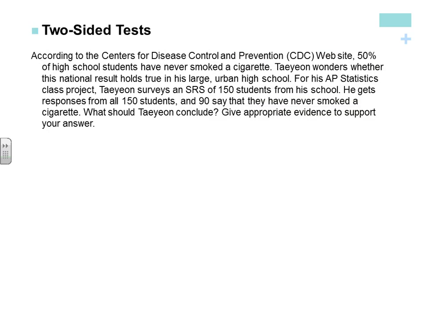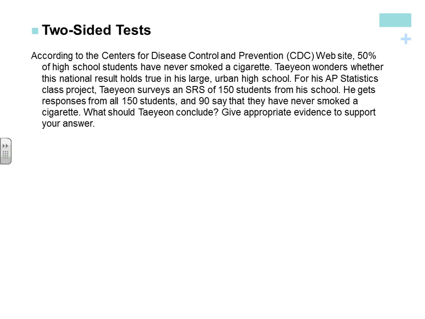Okay, so now what if you have a two-sided test? What's that going to look like? So let's read this one. According to the Centers for Disease Control and Prevention website, 50% of high school students have never smoked a cigarette. Taeyeon wonders whether this national result holds true in his large urban high school. For his AP Statistics class project, Taeyeon surveys an SRS, so a simple random sample of 150 students from his school. He gets responses from all 150 students, and 90 say that they have never smoked a cigarette. What should Taeyeon conclude? Give appropriate evidence to support your answer.